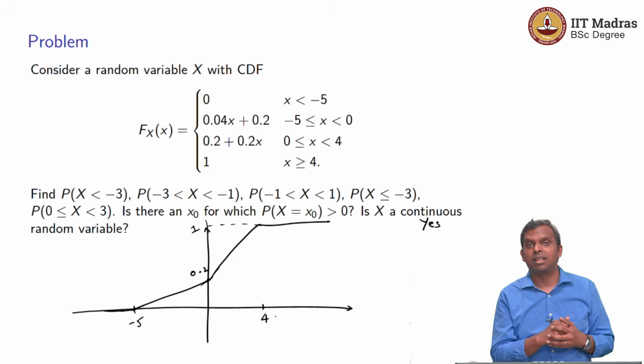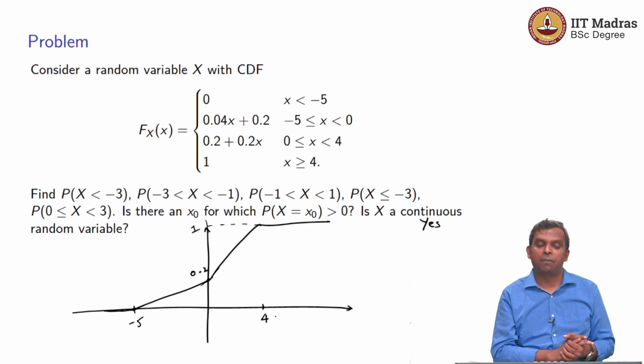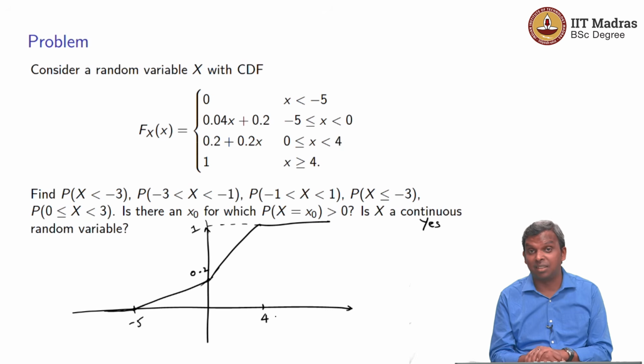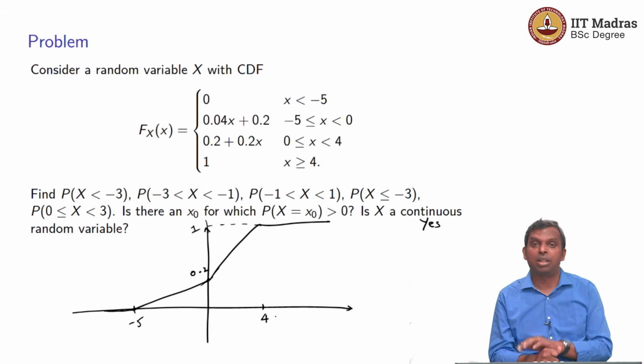When there are jumps, there is a positive probability with which the random variable takes that value. When there is no jump, it does not take that value with positive probability. Okay, I hope this is clear enough in some way. As you keep practicing, the skills you need to practice importantly are: given a picture of the CDF, you should be able to calculate probabilities, you should be able to check whether it's a valid CDF or not, you should be able to figure out whether it's a discrete random variable or a continuous random variable or a mixture or things like that.